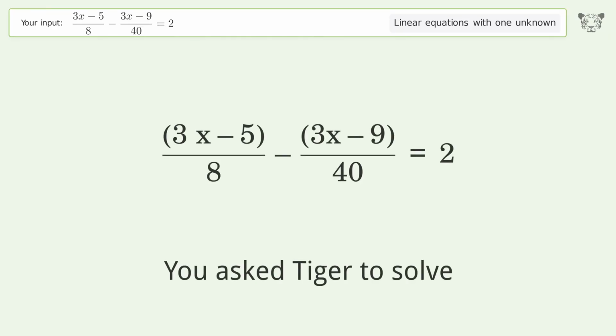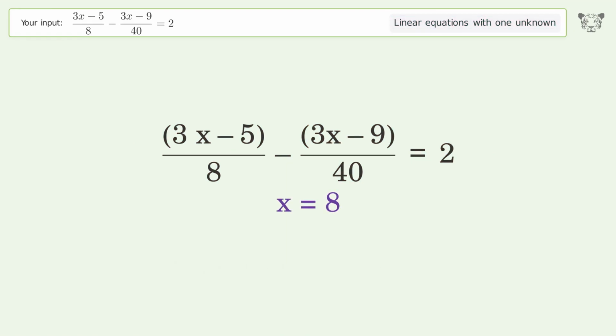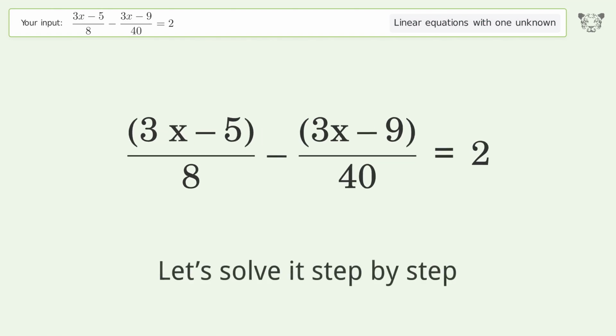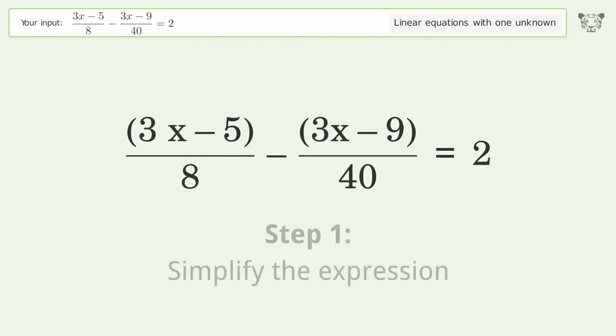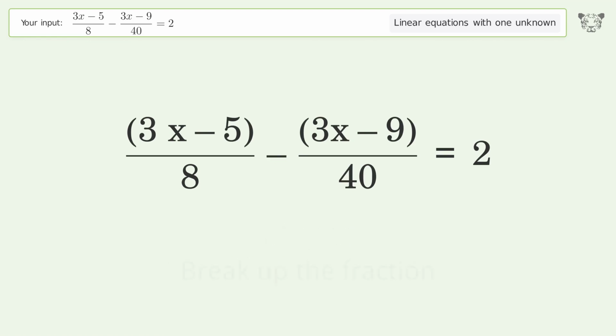You ask Tiger to solve. This deals with linear equations with one unknown. The final result is x equals 8. Let's solve it step by step. Simplify the expression. Break up the fraction.